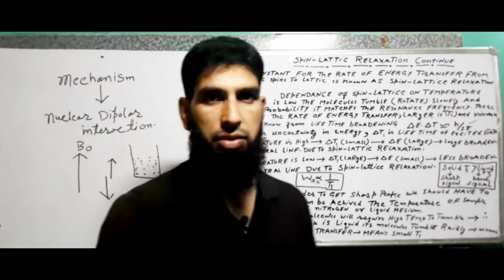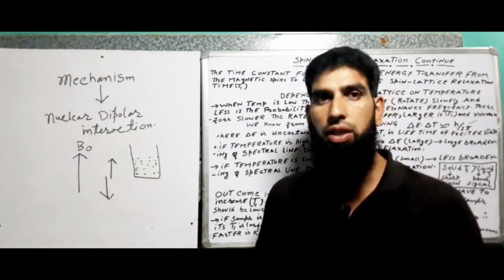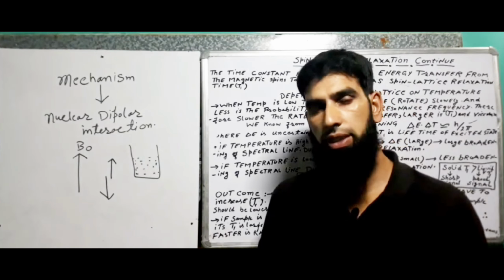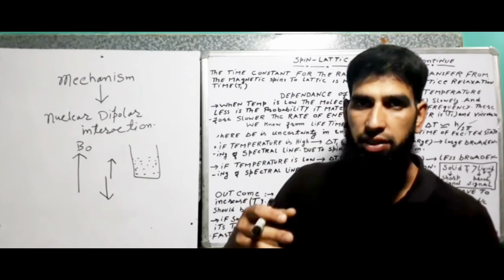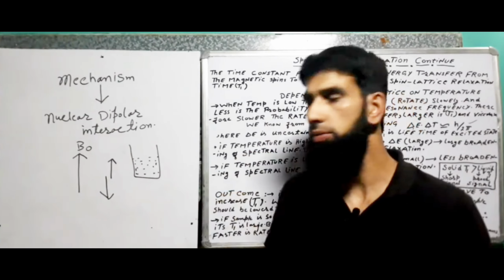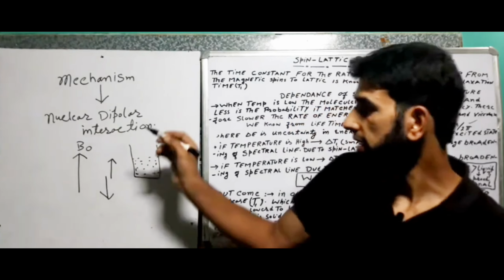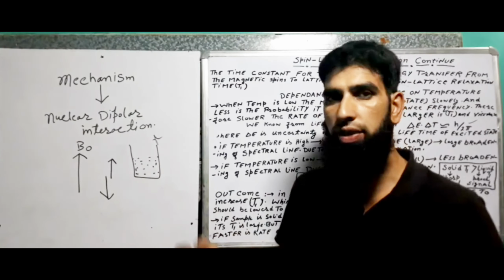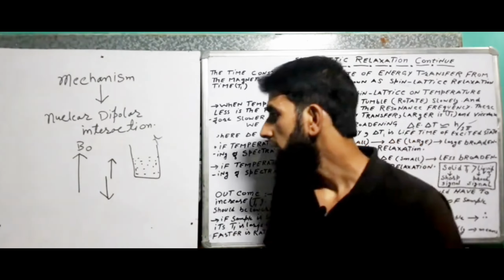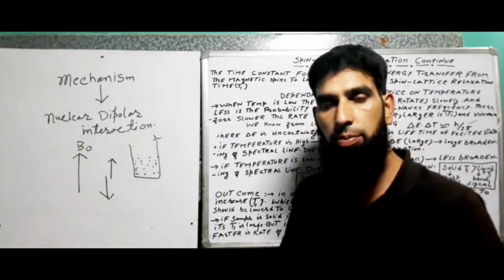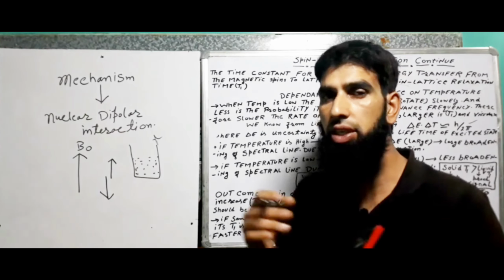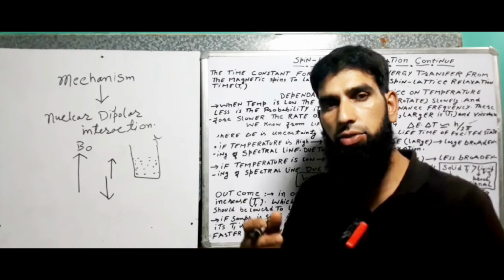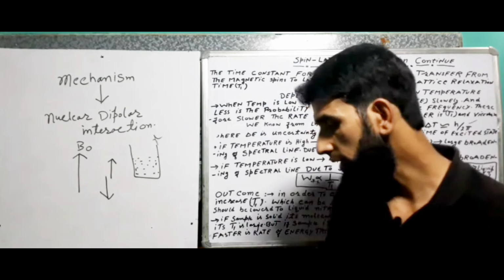In a nutshell, due to the random motion of molecules, the sample gives rise to a fluctuating magnetic field. This field fluctuates at some frequency, increasing and decreasing, and we call this frequency the X frequency. Now, as per nuclear dipole interaction, when the fluctuating magnetic field fluctuates at a frequency equal to the resonance frequency, these two frequencies are in phase. When they are in phase, what happens?